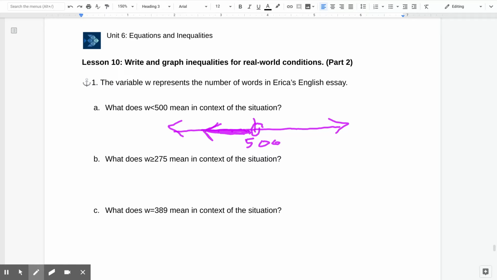For C, if W is equal to 389, that means Erica has exactly 389 words. She does not have 390 words. She does not have 388 words. She has 389 words.